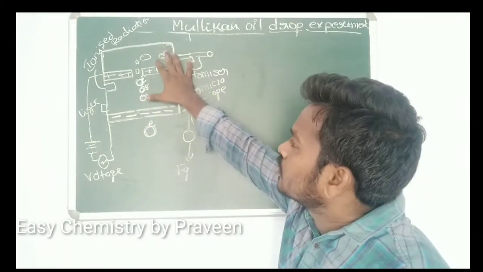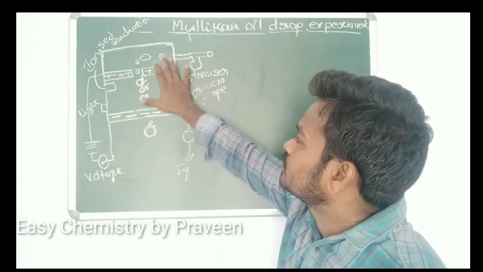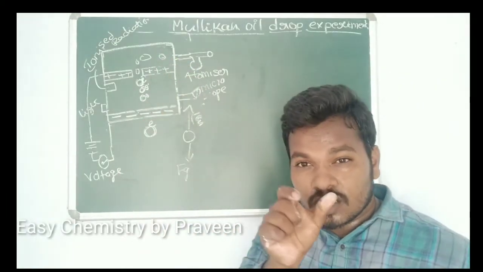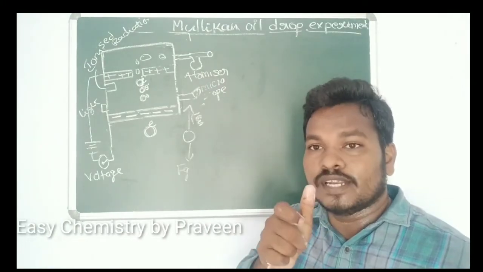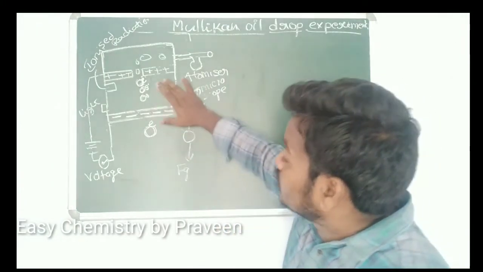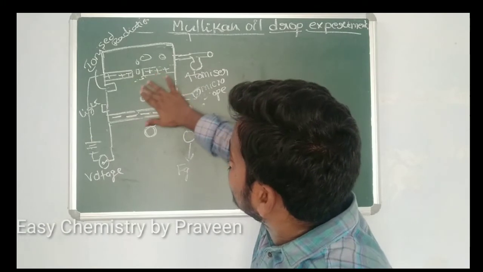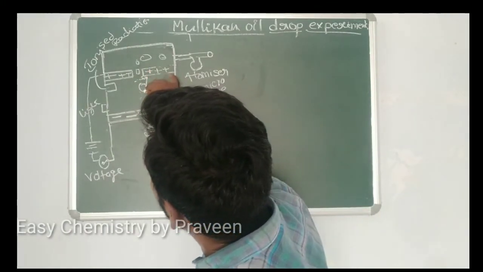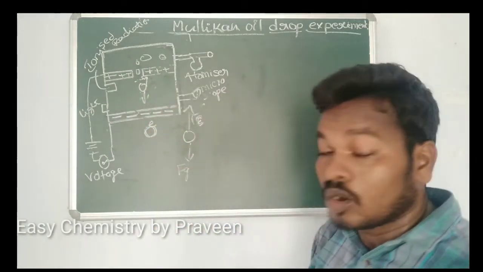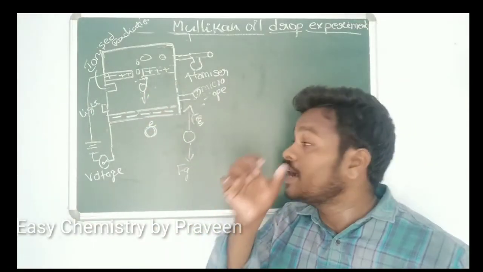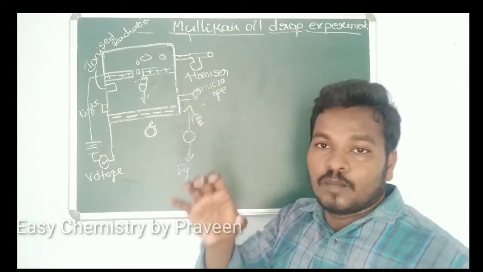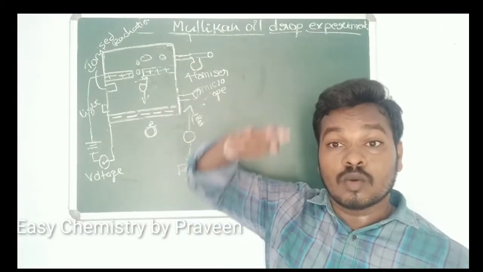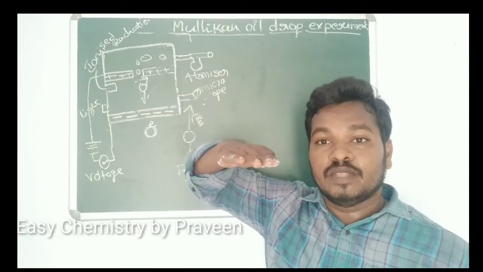So with the help of the atomizer, we spray the bottle. He focused on a single oil droplet. He adjusted the voltage in such a way that the oil droplet will not go upwards and will not go downwards. It is suspended between the two metal plates, that means in a stationary position. It is not going down, it is not going up, it is suspended between the metal plates.